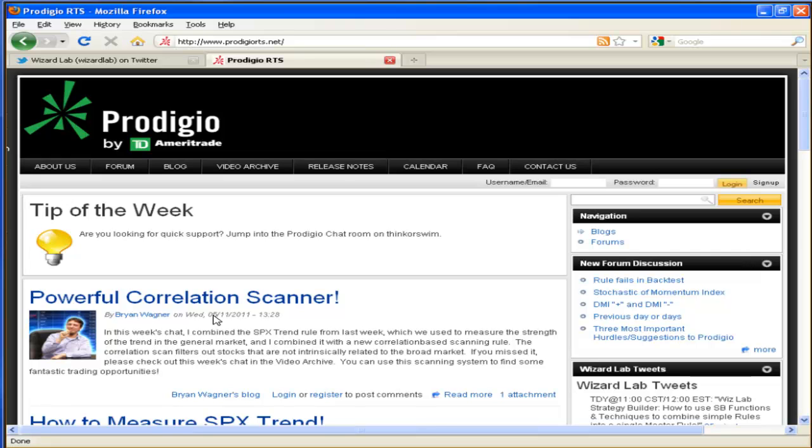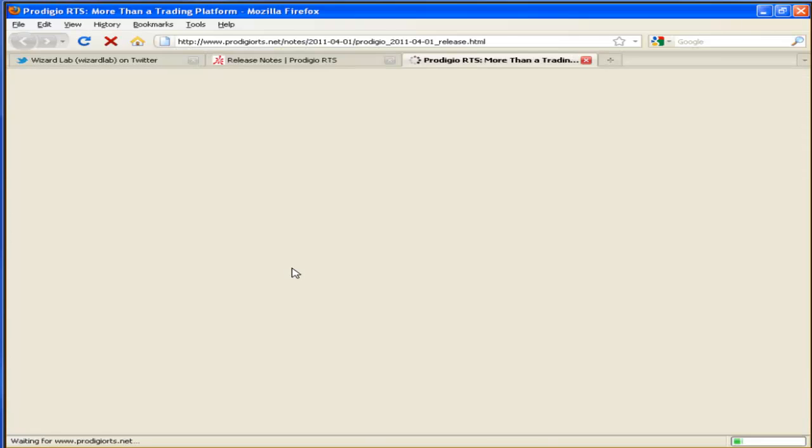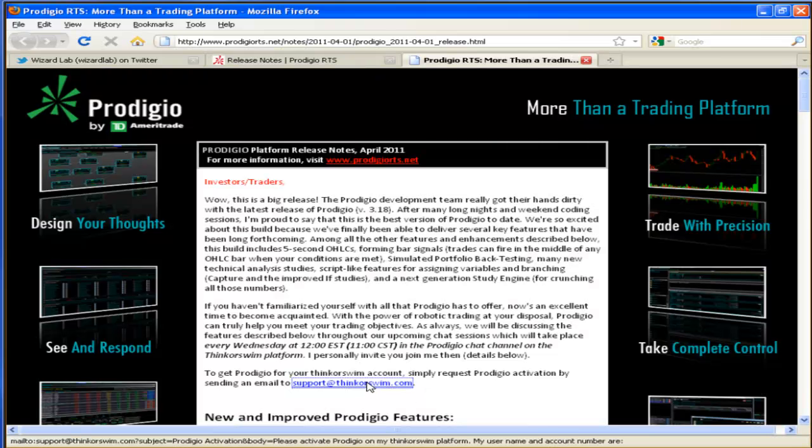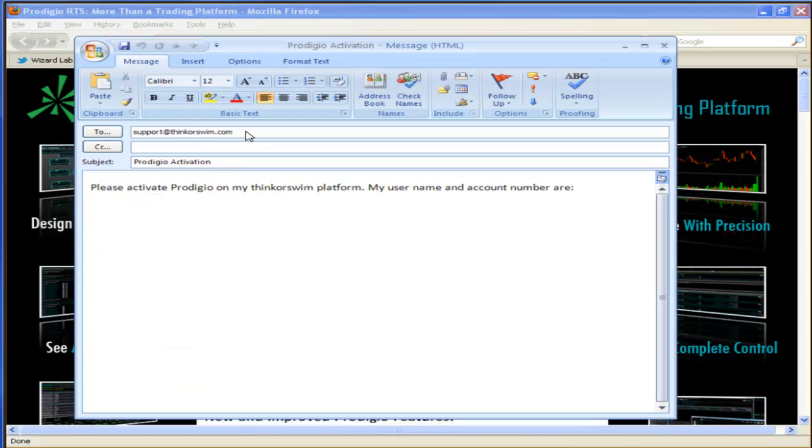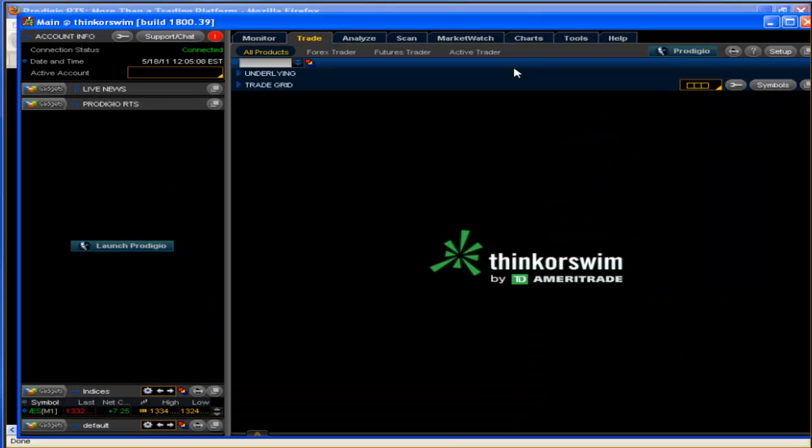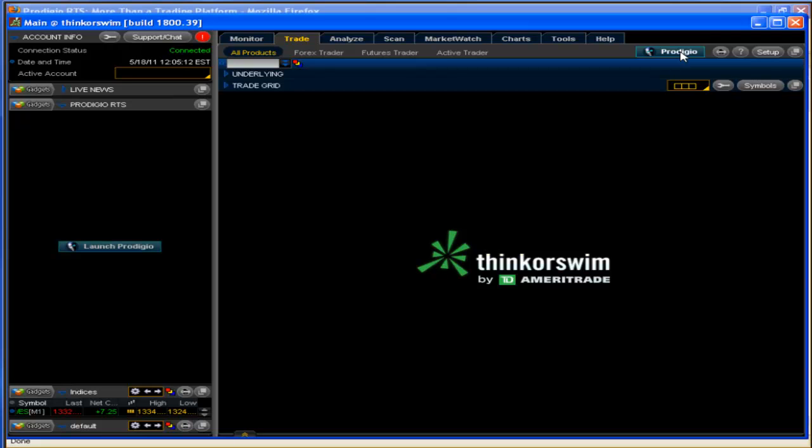Also, in order to get the Prodigio platform, you need to request Prodigio activation. That's a simple matter of sending an email to support@thinkorswim.com with the subject line Prodigio activation, and make sure to include your username and account number. That'll give you permission to use the Prodigio platform, and you'll get a little icon in the Trade tab. You click this, and it launches Prodigio as a separate process. It's also available under the gadgets as Prodigio RTS.